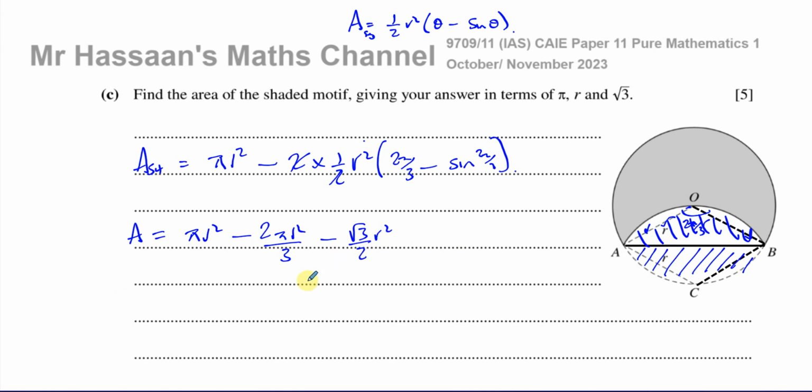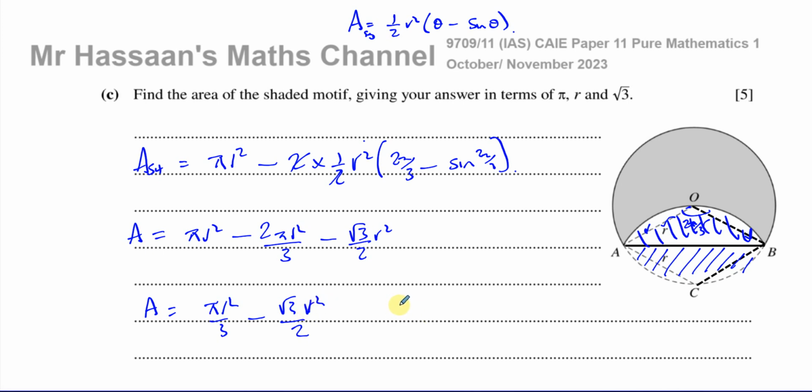So now we can combine these together. These two can be added together. That's like 3 pi r squared over 3 minus 2 pi r squared over 3, which is going to be just pi r squared over 3, minus root 3 times r squared over 2, sorry, not 3, over 2. Okay, so there's our answer.